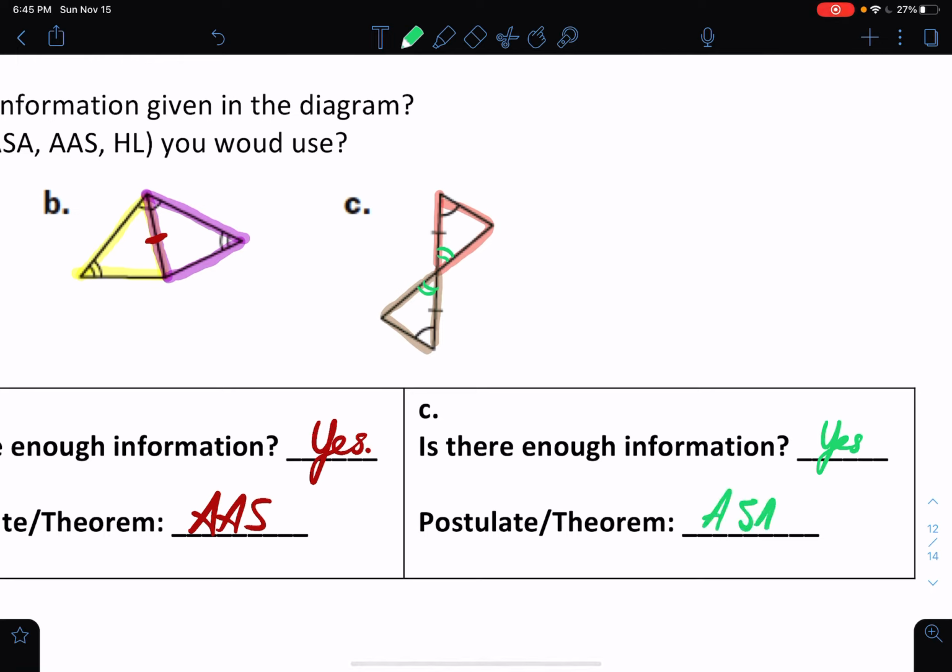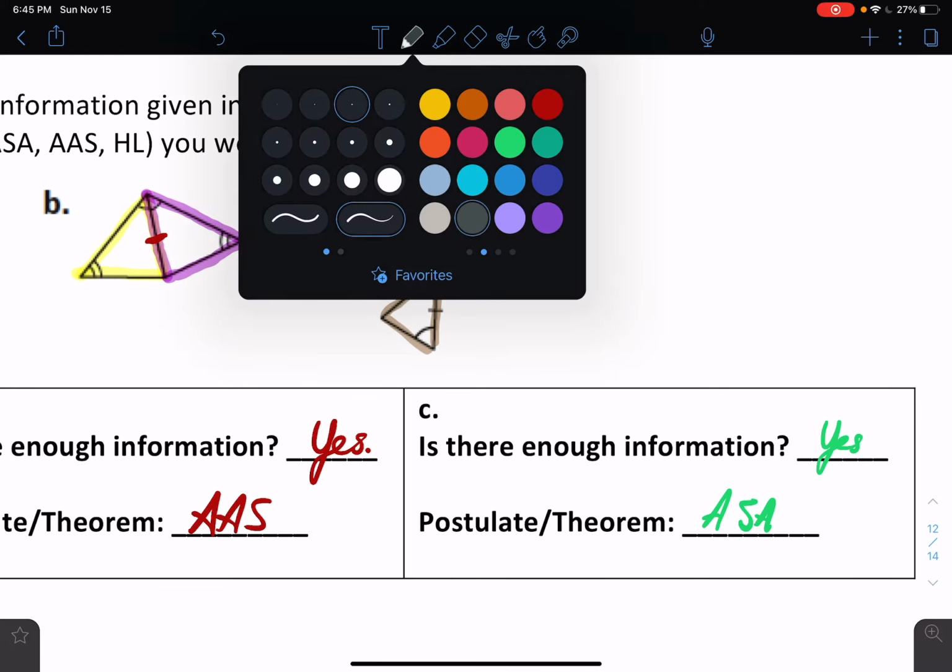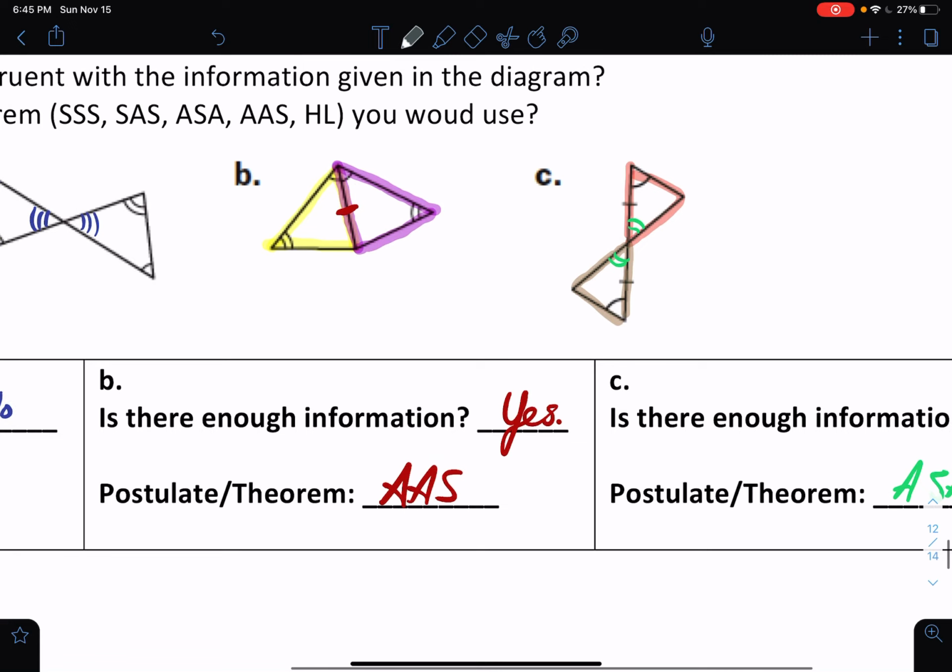Angle, side, angle. Let me just go back and say for parts B and C, what helped us? B was a shared side. That's what we needed to pull from my diagram. C was vertical angles. That's what we needed to pull from our diagram. So that's what we need to look for. We need to use our givens, and then we need to look at the diagram to see if we can pull any other information from there.